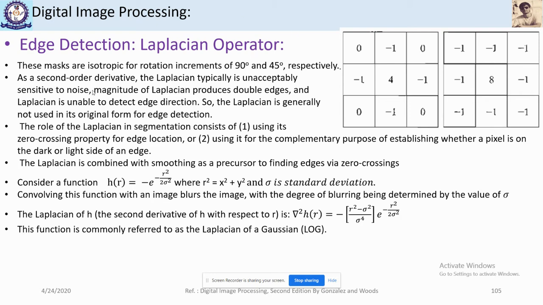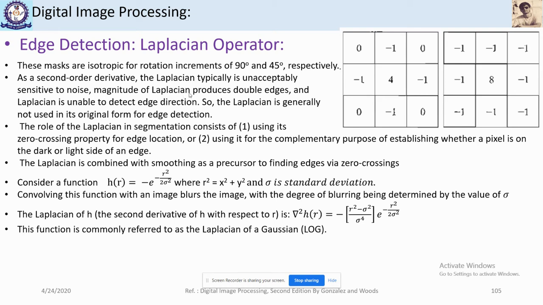As a second order derivative, and this we know that the Laplacian is a second order derivative, the Laplacian typically is unacceptably sensitive to noise. This we have discussed, that second order derivatives are more sensitive to noise. This is one limitation of the Laplacian operator.